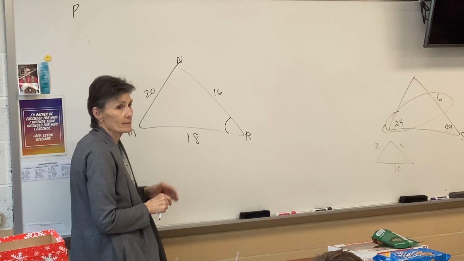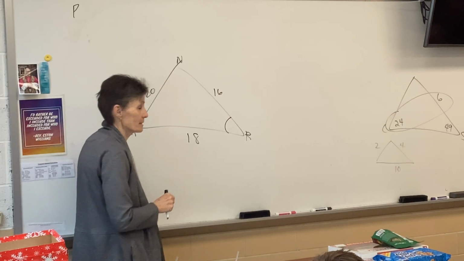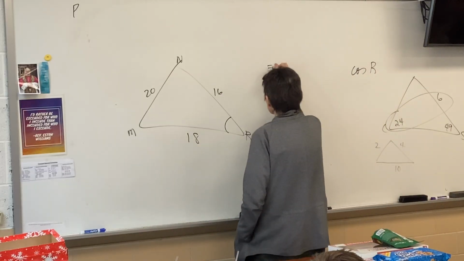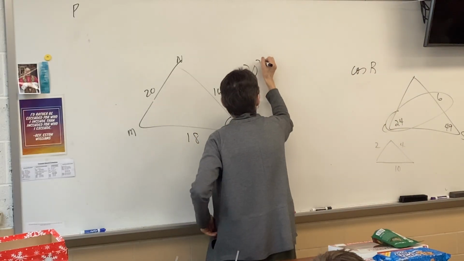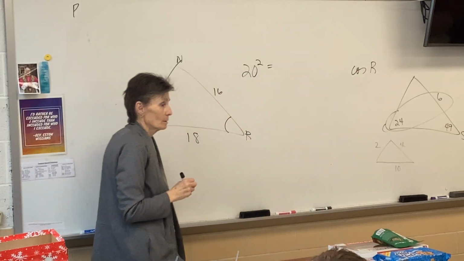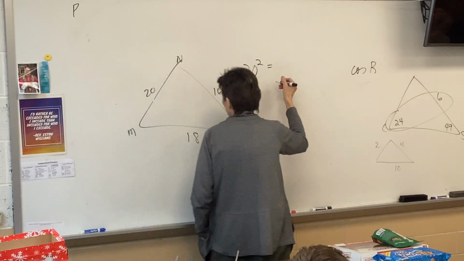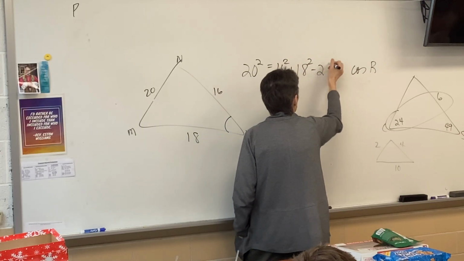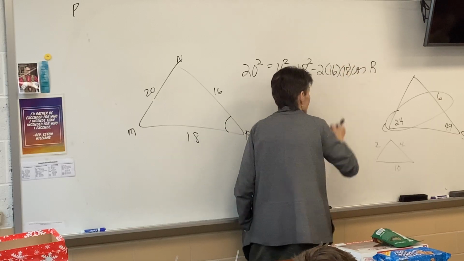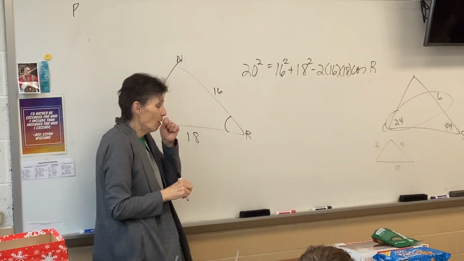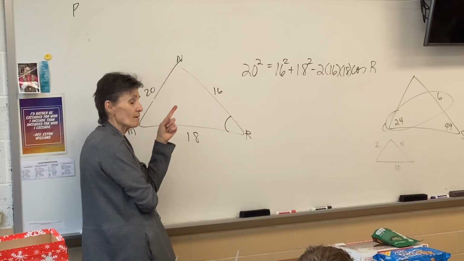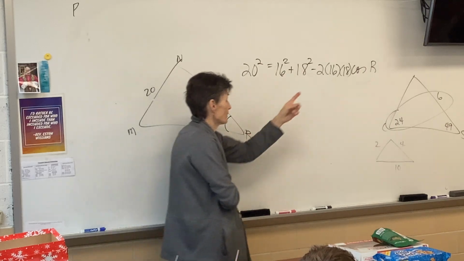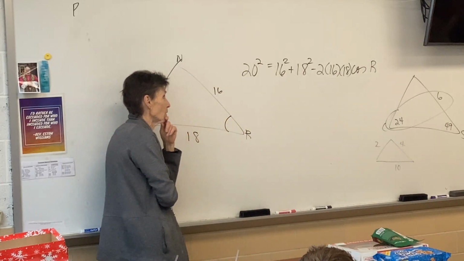Law signs or law cosines? Gotta be cosines. So on this end, I'm going to have cosine R. On this end, I'm going to have 20 squared. What's going to be in between all that then? 16 squared plus 18 squared minus 2 times 16 times 18 times cosine R. Some of you are leaving stuff out in your law of cosines, like that plus sign or that minus sign. Make sure that you got all the pieces in there.